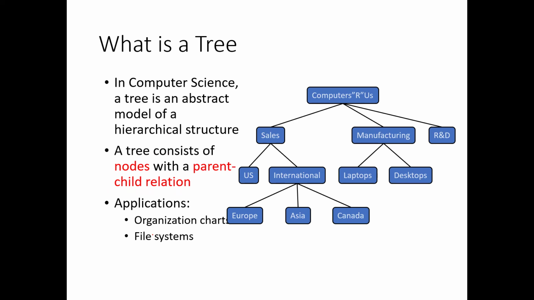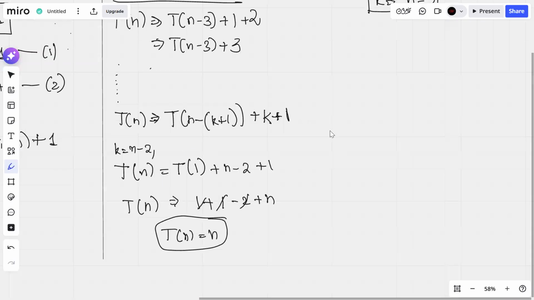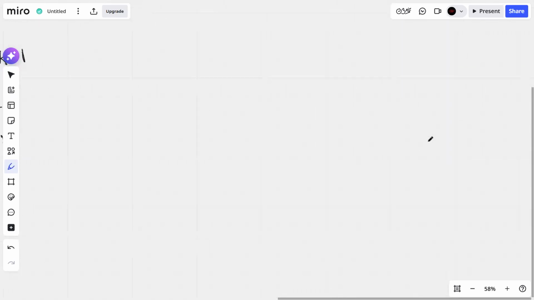Where do you use trees? Trees are used in organization charts and files. The file system majorly uses trees. When you see the File Explorer, that is a tree, used in constructing file systems. We'll see what a tree is first. I'll start with the tree definition and tree terminologies.